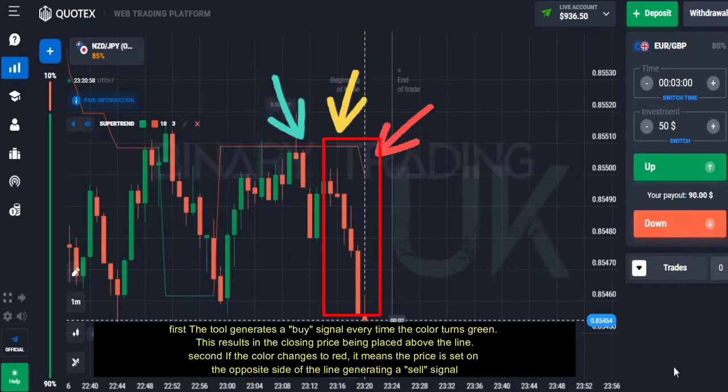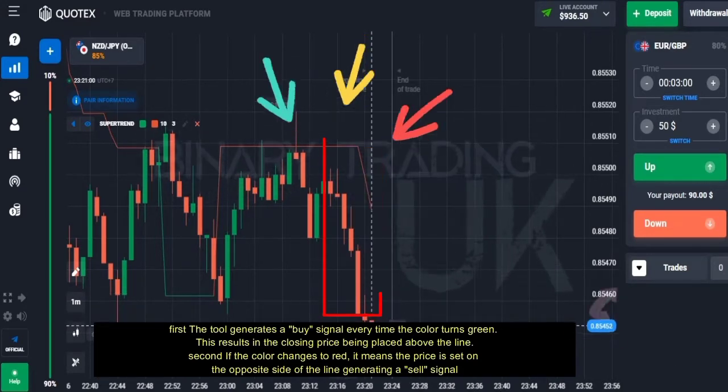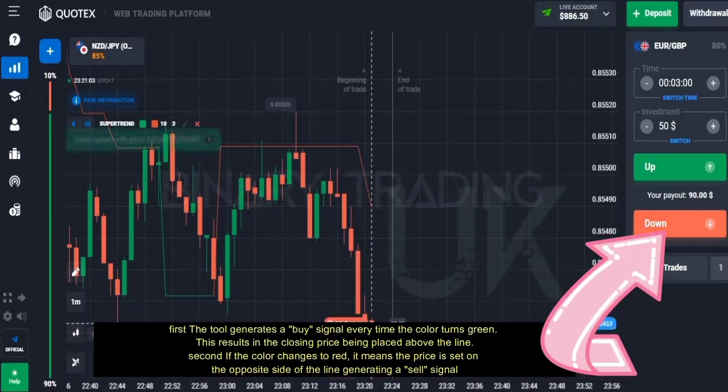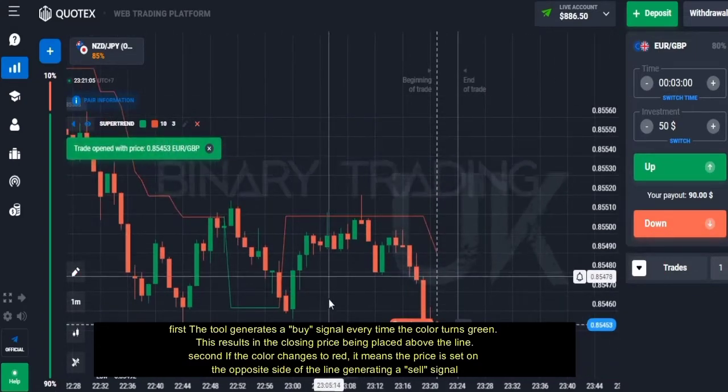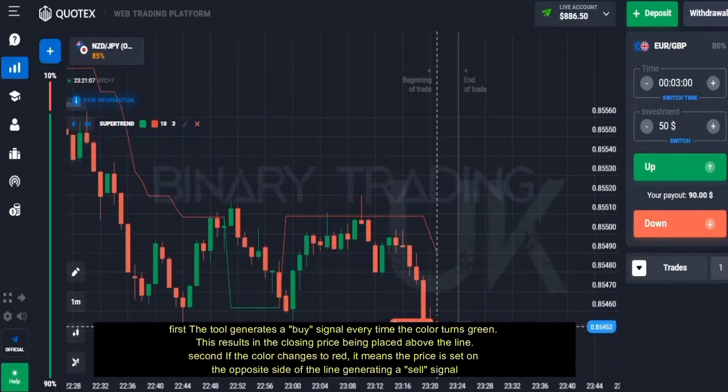This results in the closing price being placed above the line. Second, if the color changes to red, it means the price is set on the opposite side of the line, generating a sell.